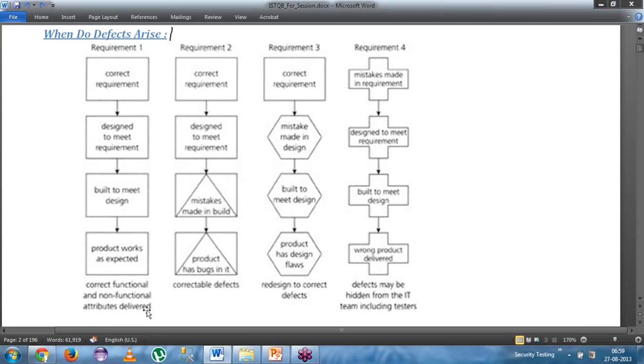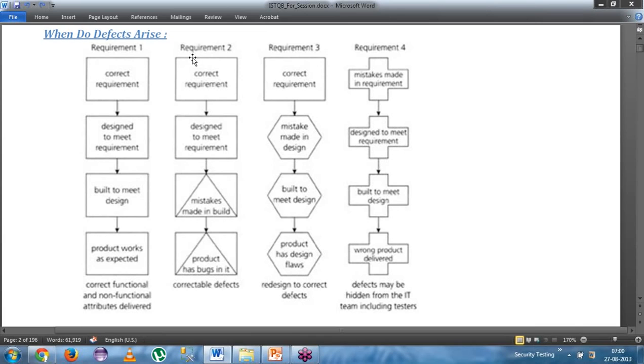There is absolutely no deviation. This is a kind of ideal system. A correct requirement, you build it to meet the design, and then you deliver the product as expected, and the product catches the functional and non-functional bottlenecks before it gets delivered.